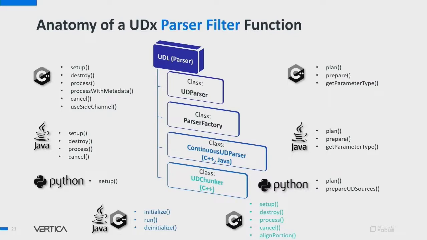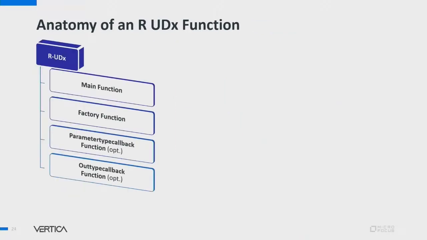But if you want to speed up, you can use cooperative parse, and you can create multi-threaded processes to parallelize the parse. In that particular case, you have to implement the UD chunker class. That would be pretty much all regarding the classes for C++, Python, and Java. But for R it is a slightly different approach.